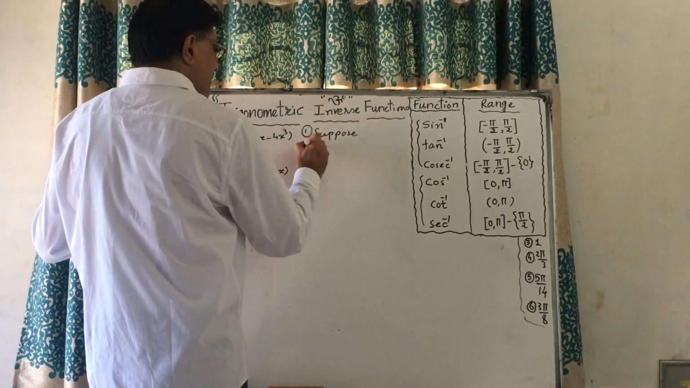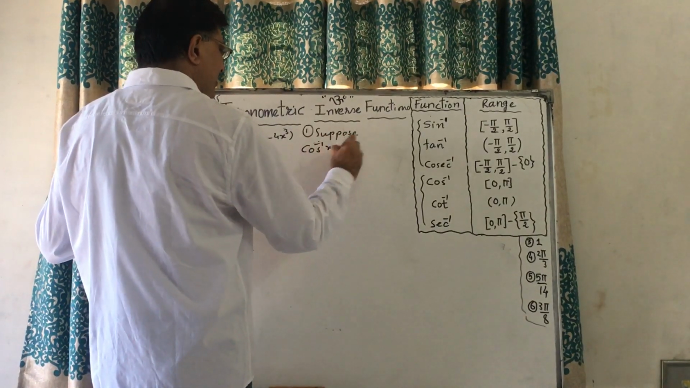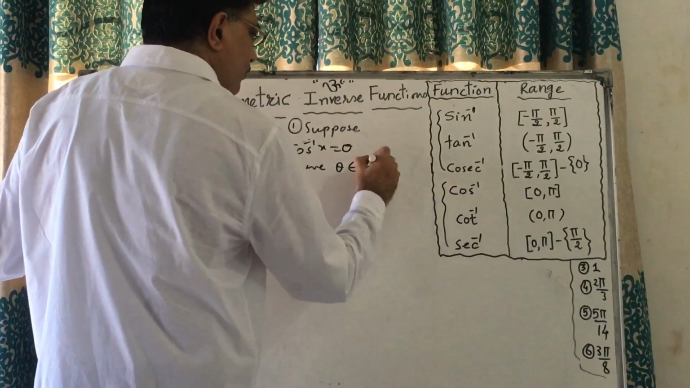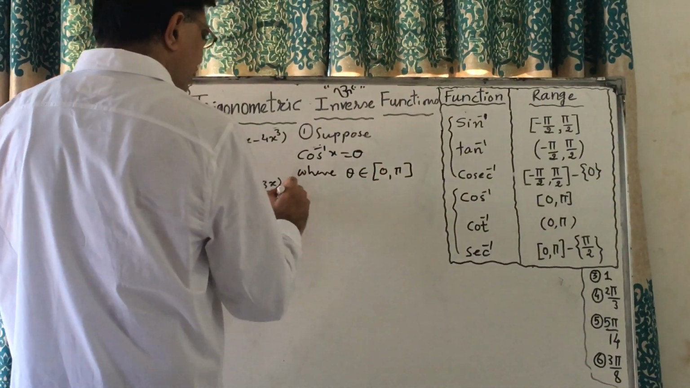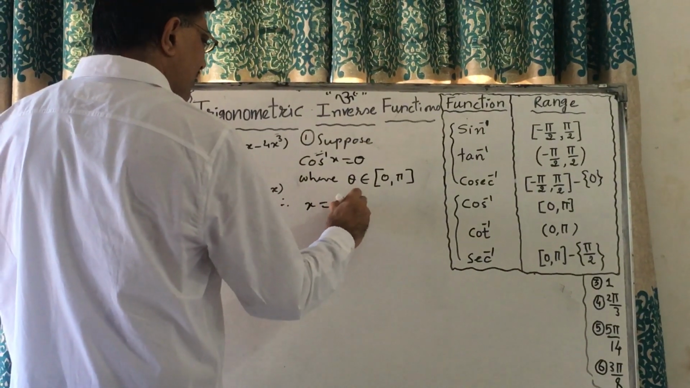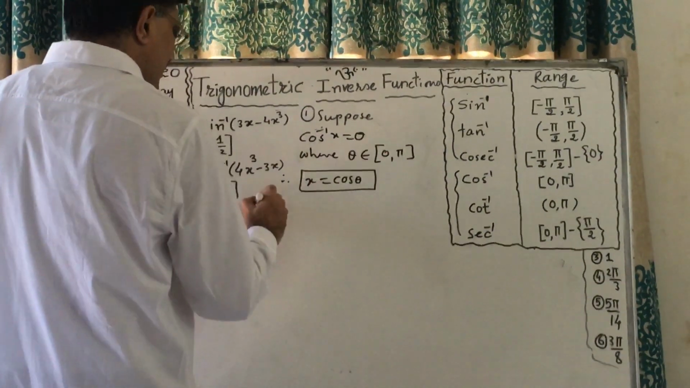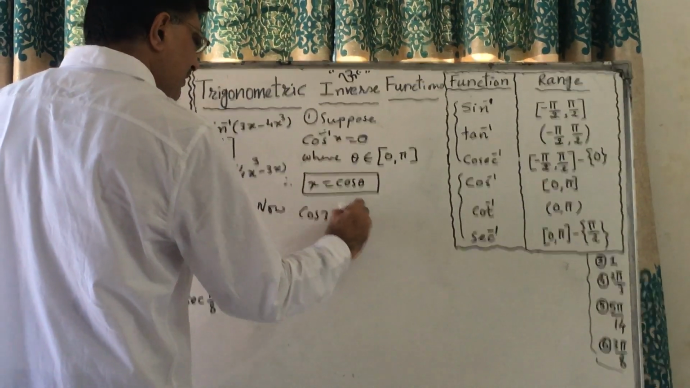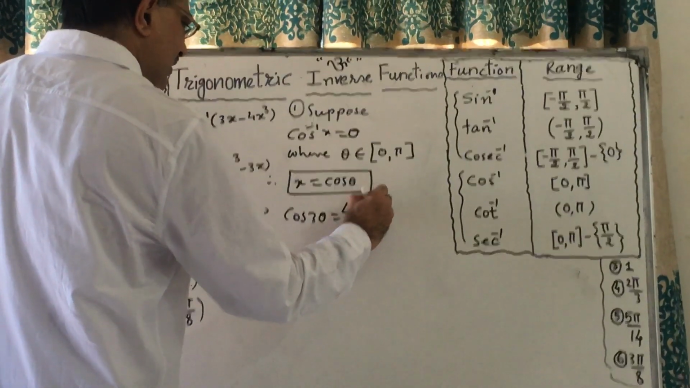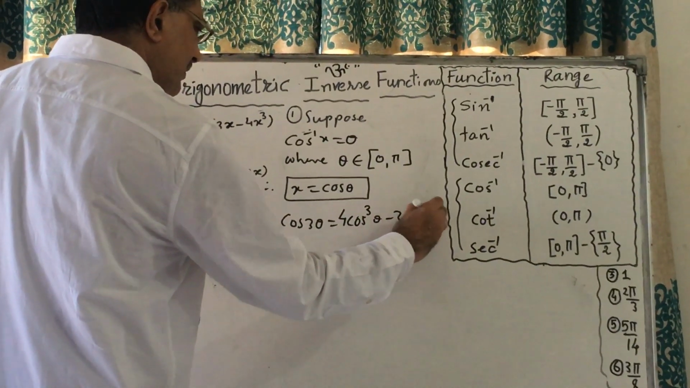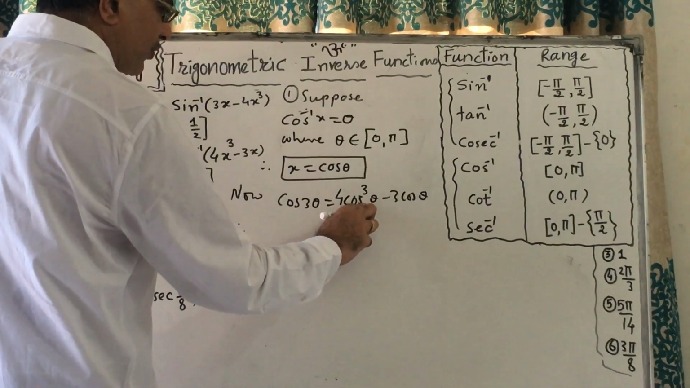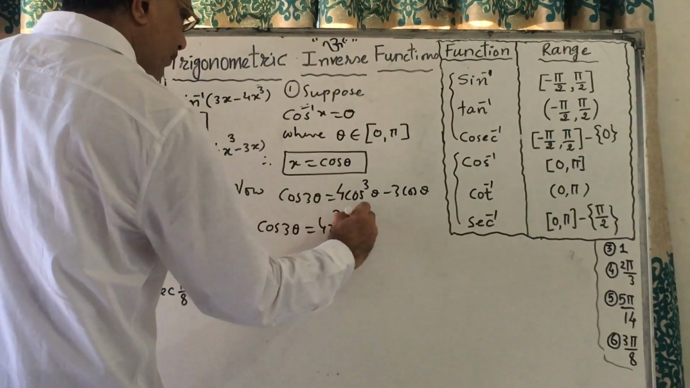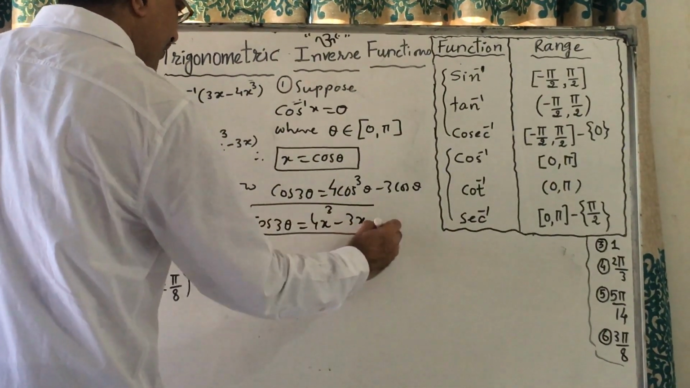Suppose cos inverse x equals theta. We know that theta must be in the range of cos inverse, that is 0 to pi. Therefore x will be equal to cos theta. Now I need cos 3 theta. So cos 3 theta equals 4 cos cube theta minus 3 cos theta. I have to put here the value of cos as x. So cos 3 theta equals 4x cube minus 3x, equation 1.